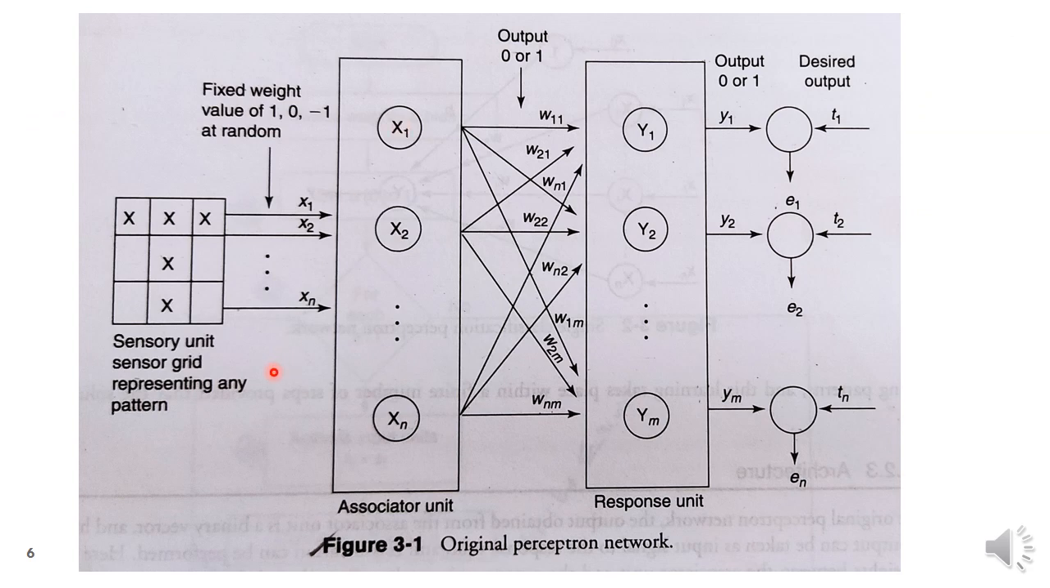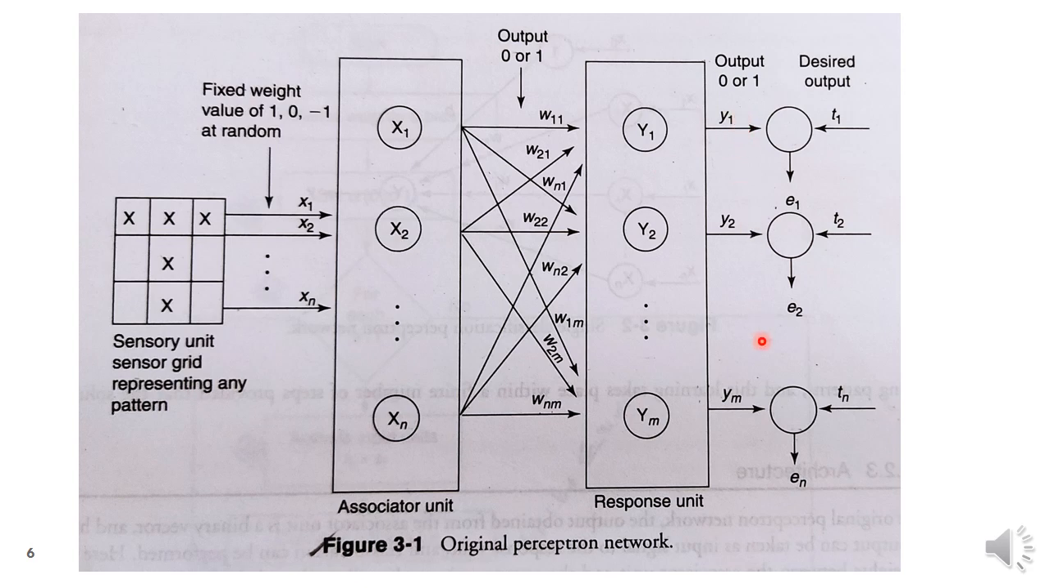This is the diagram for the original perceptron network. It is a single layer perceptron model. Here we have the sensory unit, the associator unit and the response unit. The sensory unit will contain some sensor grid which represents any pattern which is to be applied to the neural network model. From the sensory unit, through some activation inputs, that is x1, x2, etc., xn, the pattern will be applied to the first unit, that is the associator unit. The associator unit consists of the nodes x1, x2, etc., xn, which are the input nodes, and the response unit consists of the output nodes y1, y2, etc., ym, and the interconnections between the associator unit and response unit are through weighted values, that is w11, w21, etc., till wnm.